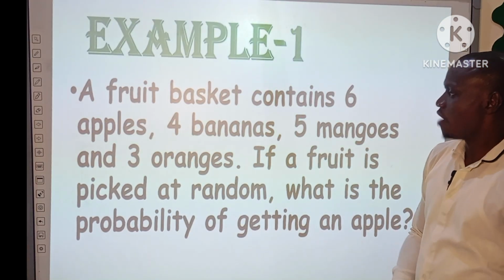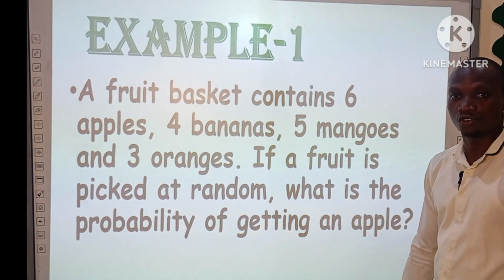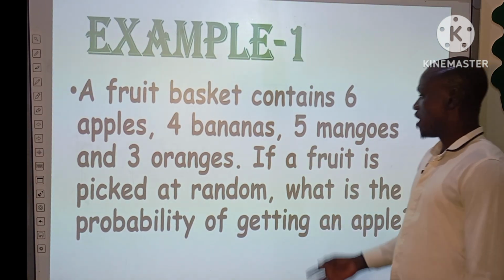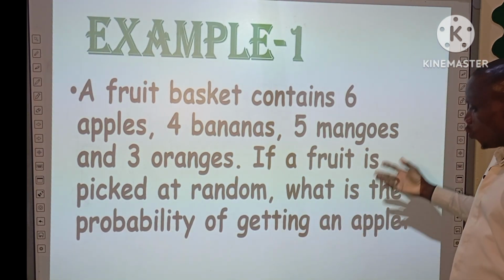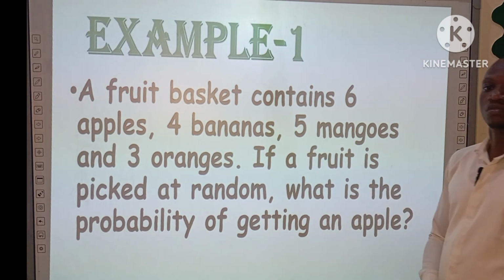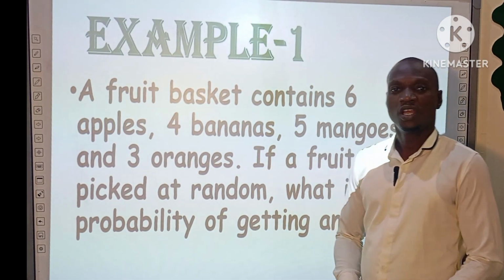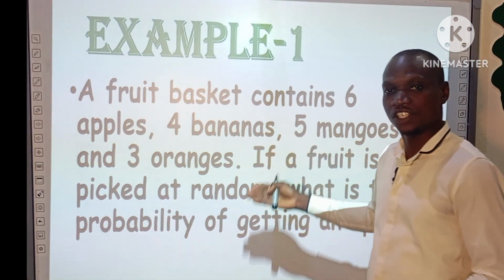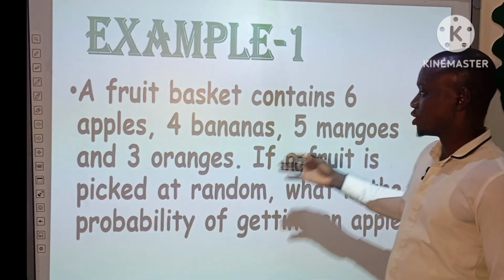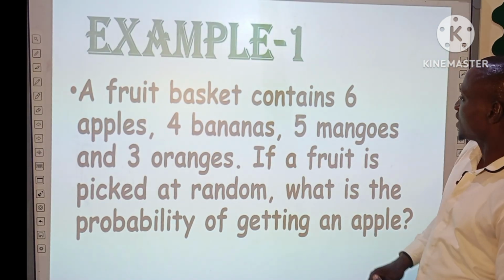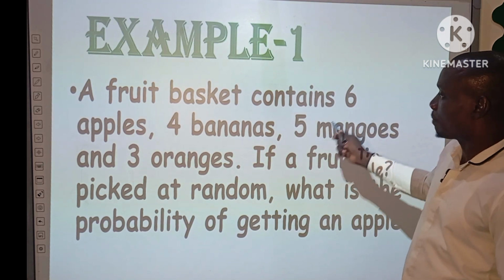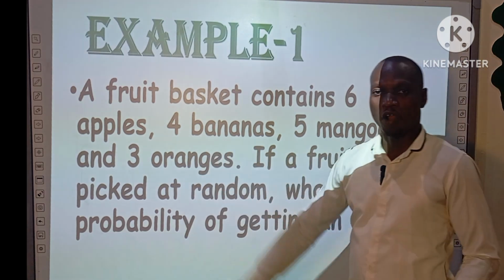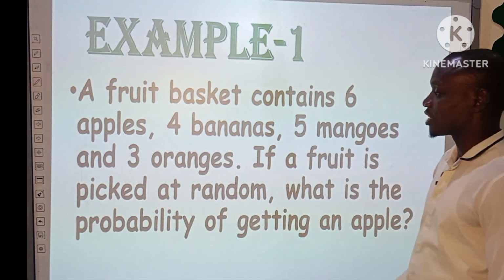Example 1. A fruit basket contains 6 apples, 4 bananas, 5 mangoes, and 3 oranges. If a fruit is picked at random, what is the probability of getting an apple? Now, the first thing we must do is to know the total outcome. The total outcome from this question will be gotten by adding the total number of fruits in the basket. The first fruit here is apple. We have 6 apples, 6 plus 4 gives us 10, plus 5, 15, plus 3 for oranges, which gives us 18. So the total outcome is 18.